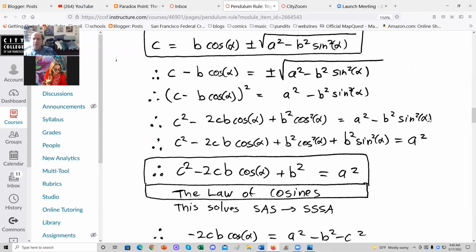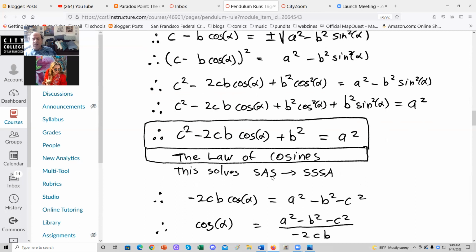Very good. Transpose the B squared sine squared alpha to the left by adding it to both sides. And when you do that, here we have B squared cos squared alpha plus B squared sine squared alpha. That's just going to be B squared times cos squared plus sine squared, but that equals 1. Therefore, you get C squared minus 2BC cos alpha plus B squared equals A squared. And this is the law of cosines. We've seen it elsewhere. Here we derived it.